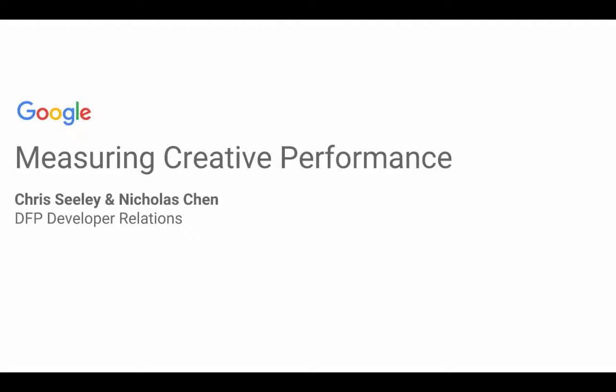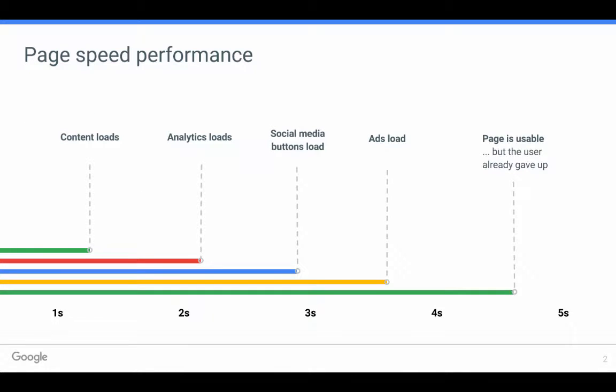We're developer programs engineers on DoubleClick for Publishers Developer Relations, and today we're going to be talking about measuring creative performance. When we say creative performance, we don't mean your click-through rate or your revenue. We're actually talking about your page speed performance.